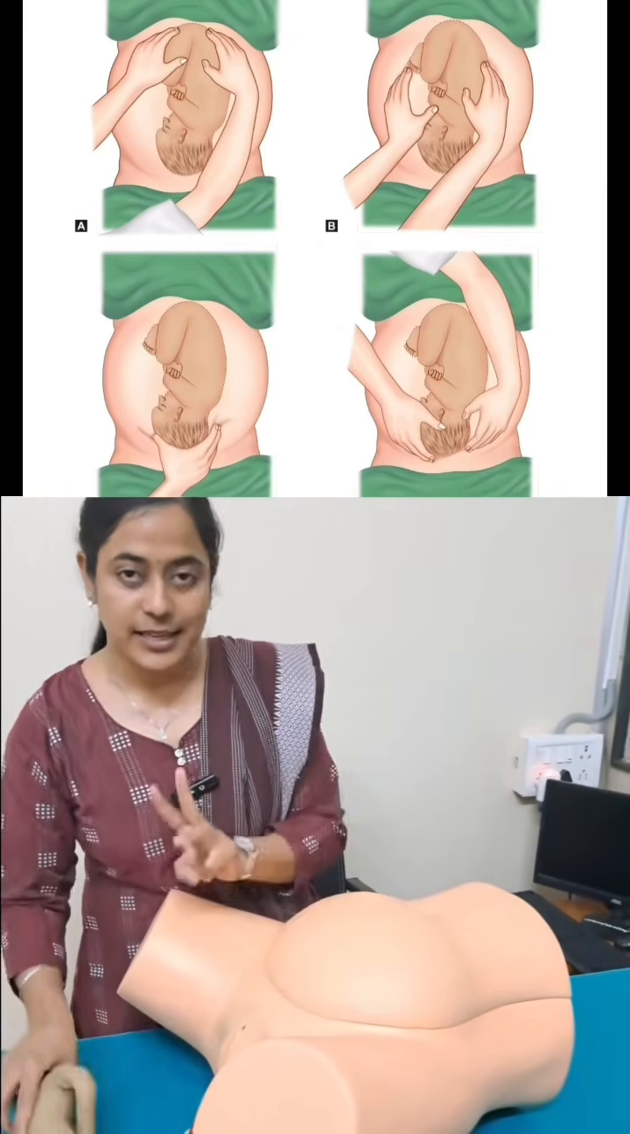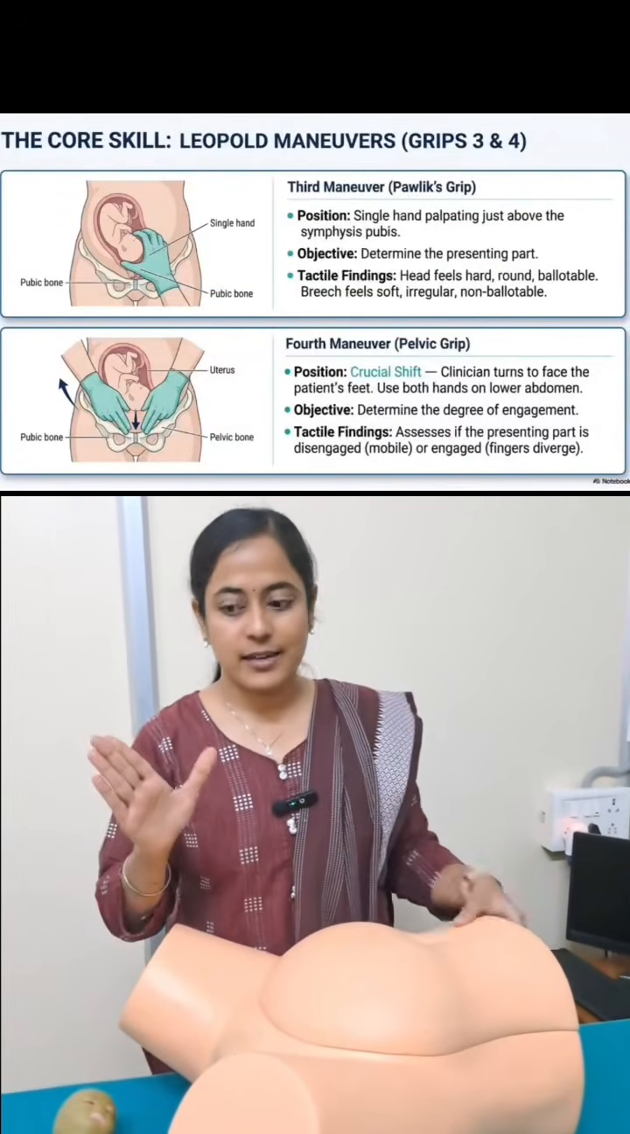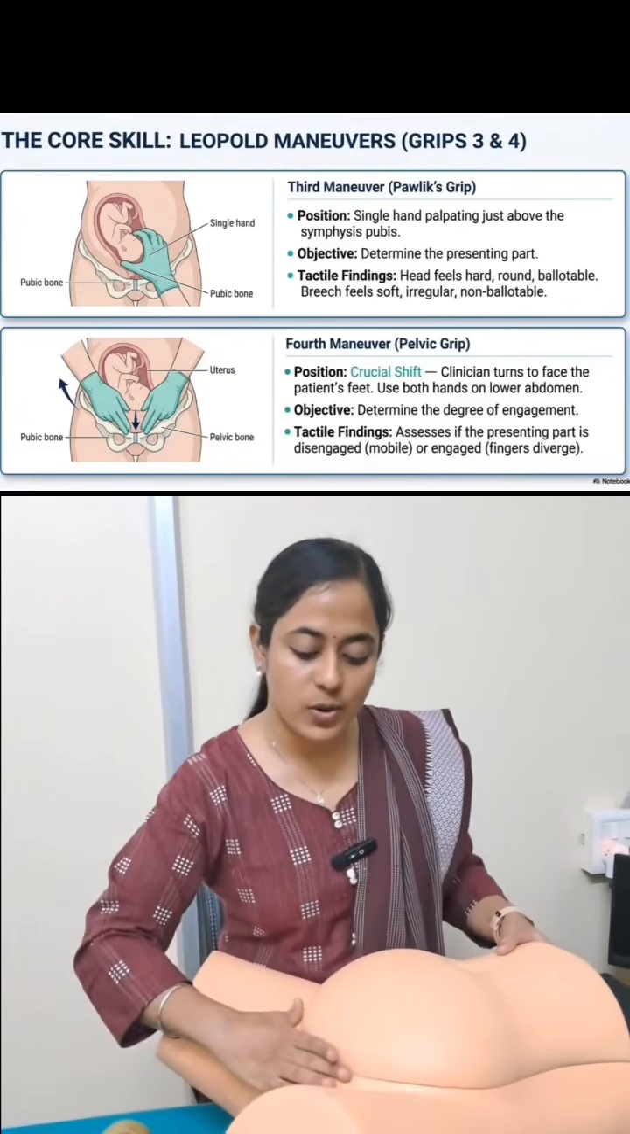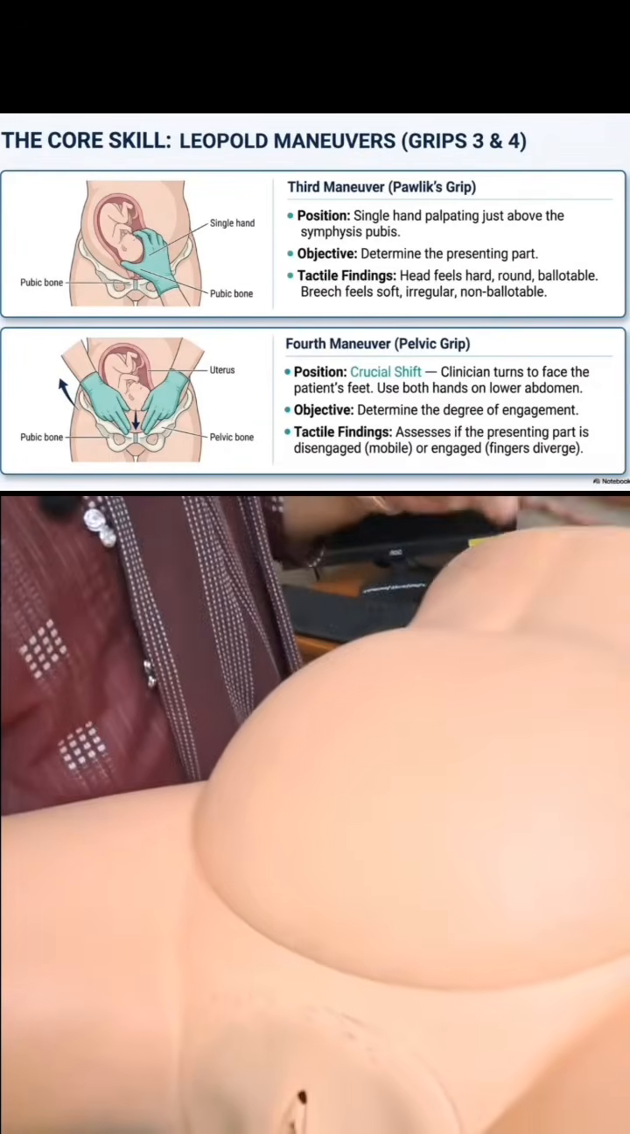Then, the third grip is Pawlik's grip, where with the right hand, extended thumb, we are placing it over the symphysis pubis and we are trying to grasp the presenting part here.